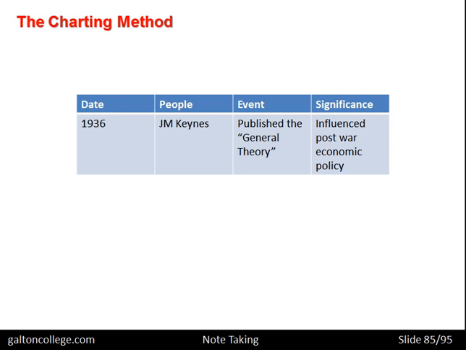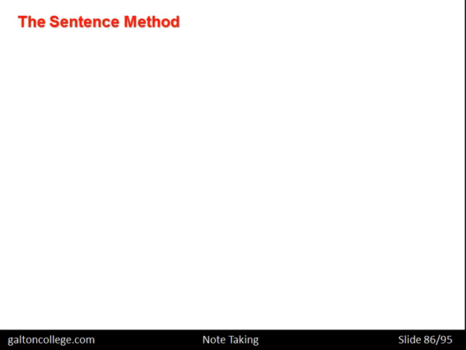The final method of note-taking that we're going to look at is the sentence method. And again, I'll stay quiet so you can make your own notes. As I said, everything is very, very straightforward. Make a note of the slide number on the bottom right-hand corner so that you may come back to this at any time and revisit the material. But for the moment, let's just go to slide 86 and the sentence method.